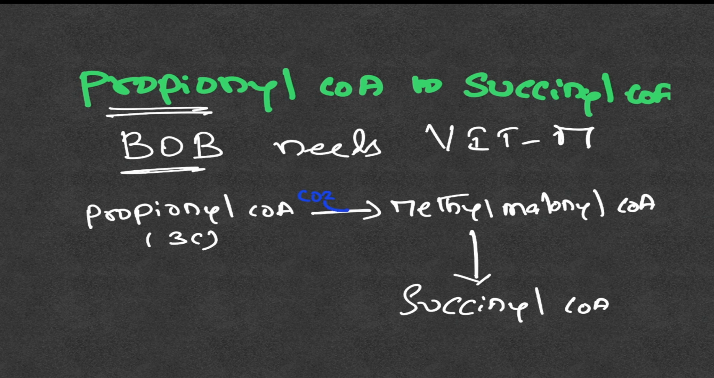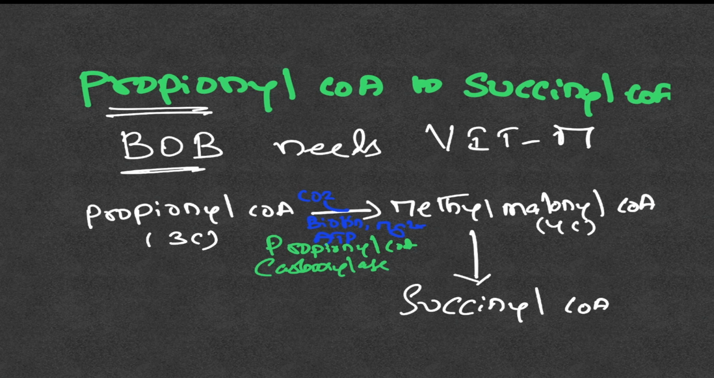Carbon dioxide gets into the reaction, and it needs biotin, vitamin biotin, magnesium, and also ATP. The reaction is catalyzed by the enzyme propionyl CoA carboxylase. Propionyl CoA is the substrate undergoing carboxylation, that is why it is called carboxylase. That is how propionyl CoA, a 3 carbon molecule, is converted into methyl malonyl CoA, a 4 carbon molecule.